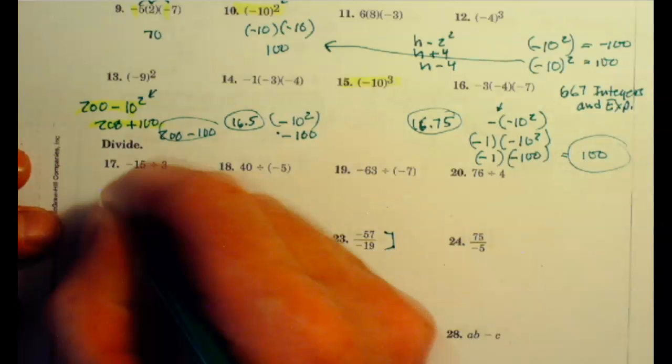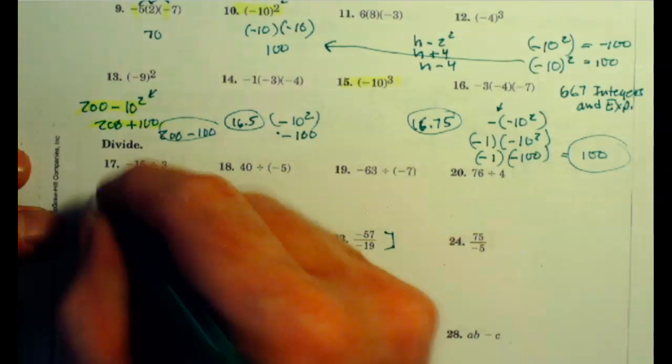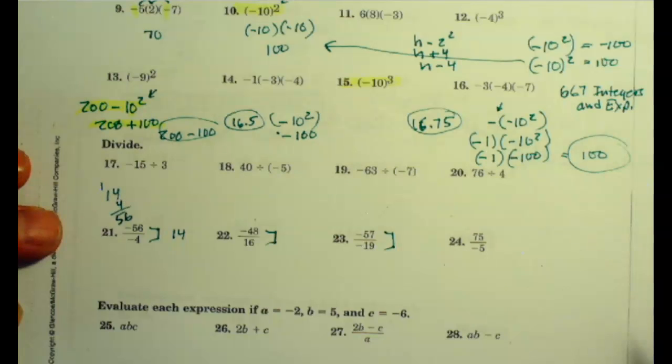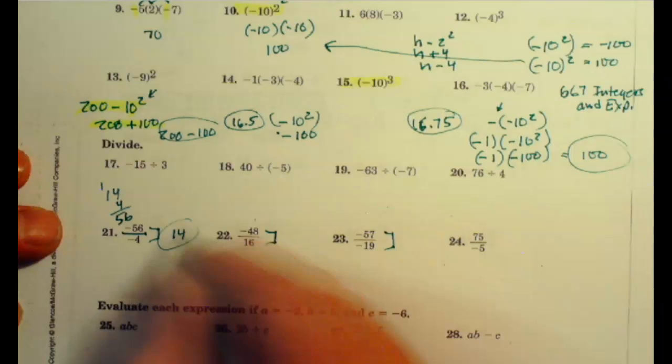Let's just think about that. 14 times 4. 4 times 4 is 16. There's a 6 and there's a teen. 4 times 1 is 4, so 56, right? Okay, just a division bar. You have two negatives, it's a positive.